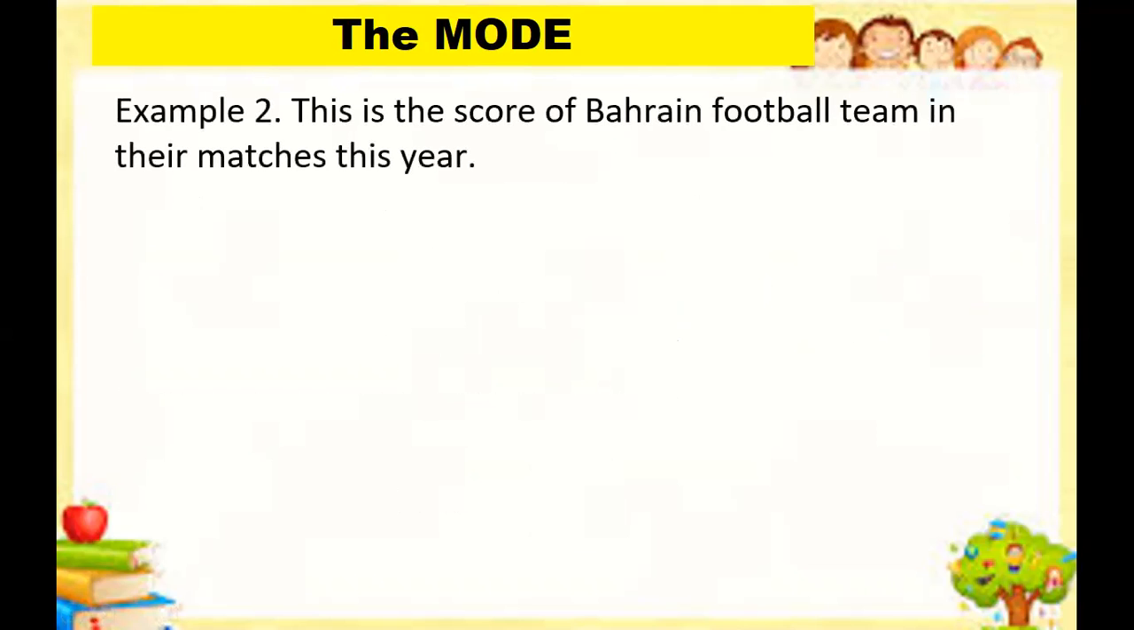Is that easy? Yes, it is very easy. Let's take another example. These are the scores of Bahrain football in their matches this year. This is just an example. So we have 3, 5, 6, 3, 2, 1, 5, 5, and 3. If we have more numbers, it is better to write them from the smallest to the largest, and it will be easier for you to distinguish which one is the mode.